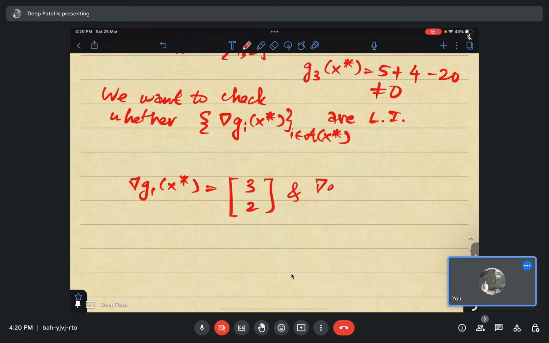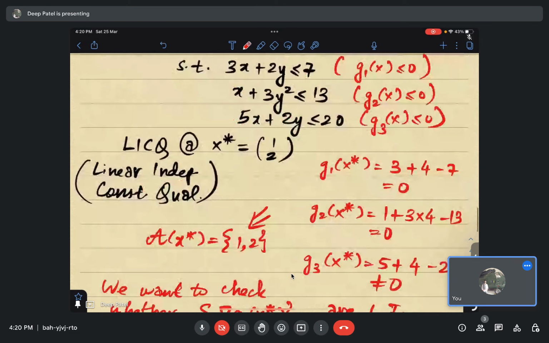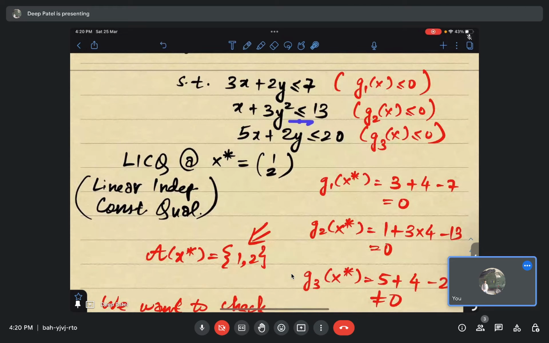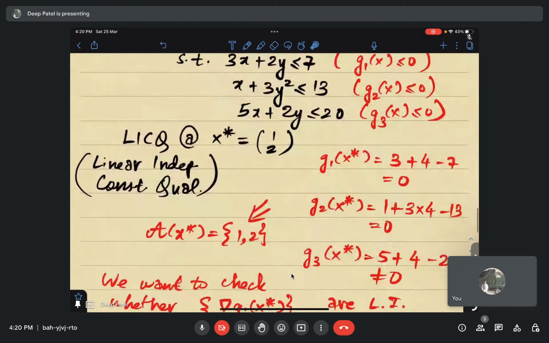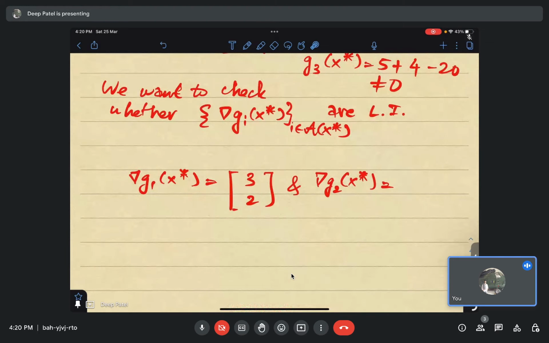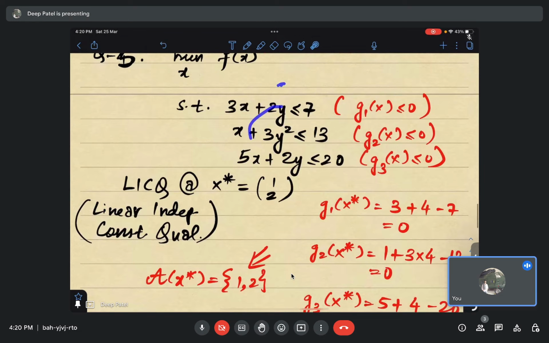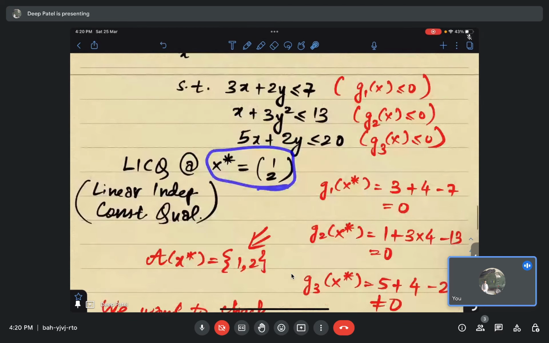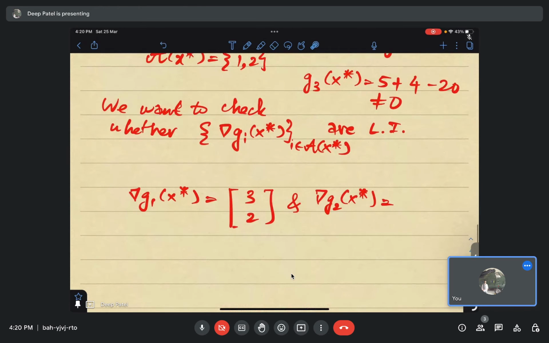And what about gradient of G2 at x star? That's also a constant vector, right? No, that's not a constant vector. That is 1, 6y. Correct. And because we are looking specifically at a candidate point 1 comma 2, we can put 1 comma 6y at 1 comma 2.